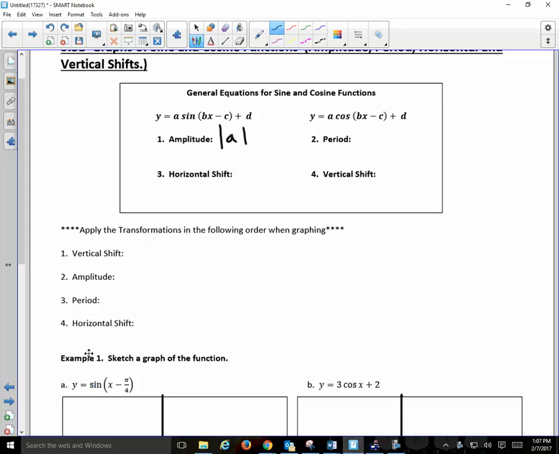Yesterday we learned that the amplitude is A and the period is 2 pi divided by B. Today we learn the horizontal shift and the vertical shift. The vertical shift is D. It's that number that sits on the outside, and that will create a vertical shift. In order to determine the horizontal shift, solve Bx minus C is equal to 0, and whatever you get for x, that's your horizontal shift.